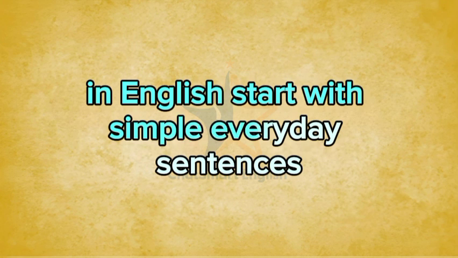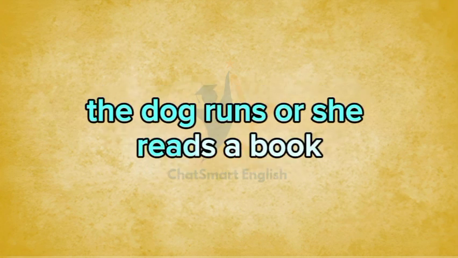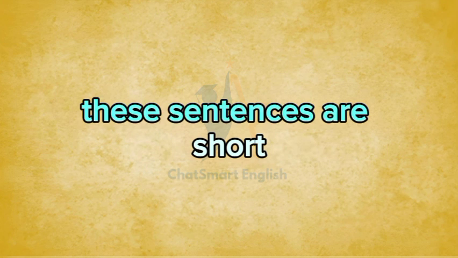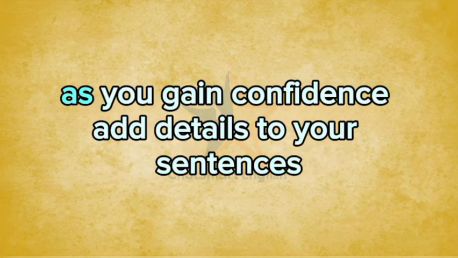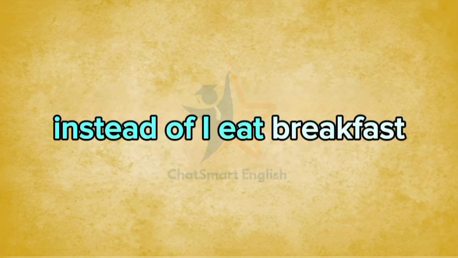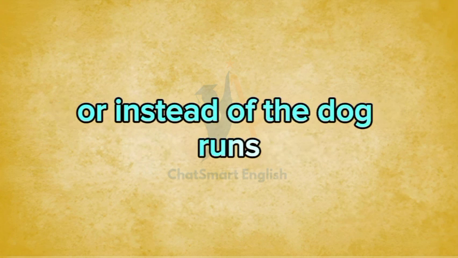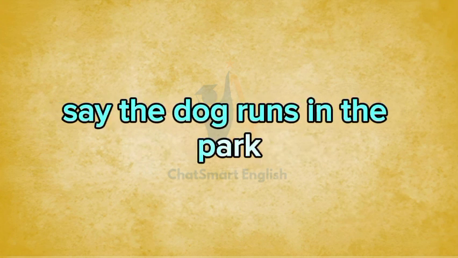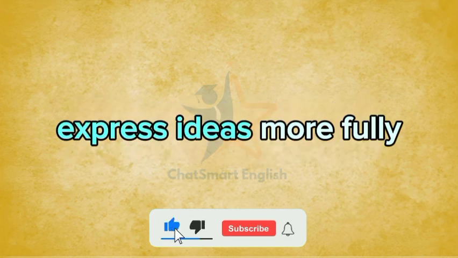Start with simple, everyday sentences. For example, I eat breakfast, the dog runs, or she reads a book. These sentences are short, clear, and use the vocabulary you've already practiced. As you gain confidence, add details to your sentences. Instead of I eat breakfast, say I eat breakfast at 8 a.m. Or instead of the dog runs, say the dog runs in the park. This small adjustment improves your ability to express ideas more fully.